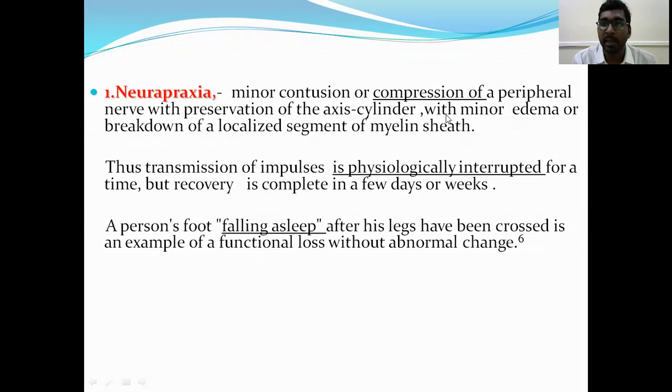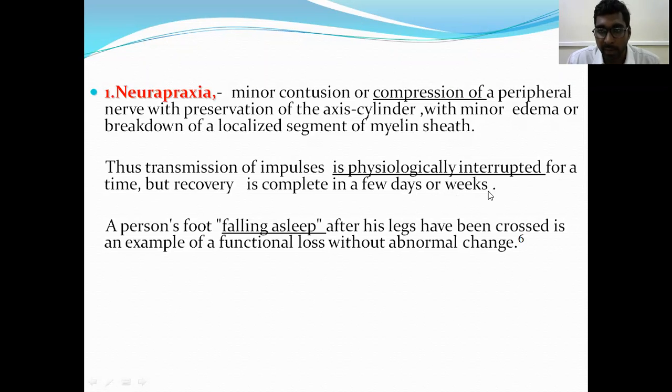So, in neuropraxia, the only thing damaged is the myelin sheath. Myelin sheath damage means the progression of the nerve impulse along the nerve fiber is disrupted, so it is also called conduction block. The transmission of impulses is physiologically interrupted for a time, but recovery is complete in a few days or a few weeks.